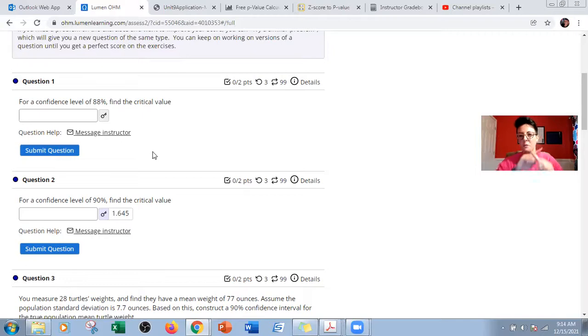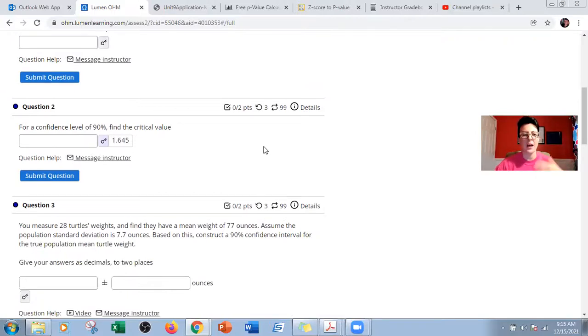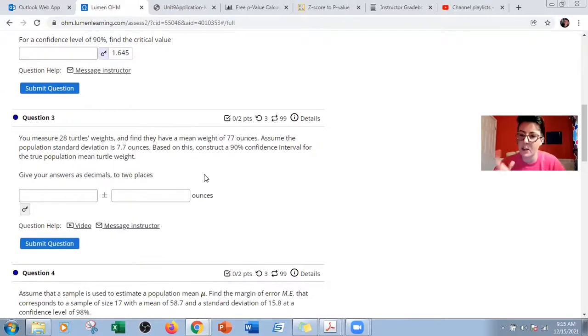For question number 1, remember that's the middle 88%. So that means you have the remnants in the tail. So you want to figure out what Z score pertains to that particular area. So I want you to think about that, play around when you get a chance. But 3 was a very interesting problem.